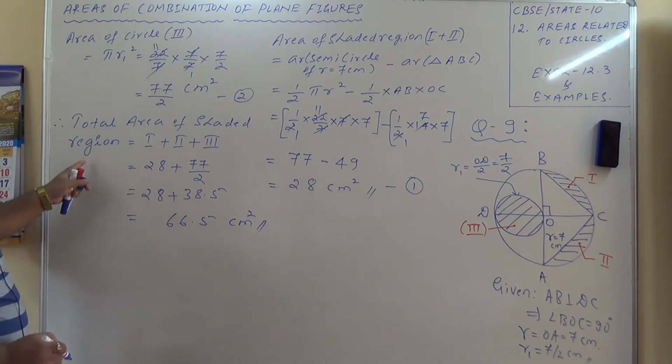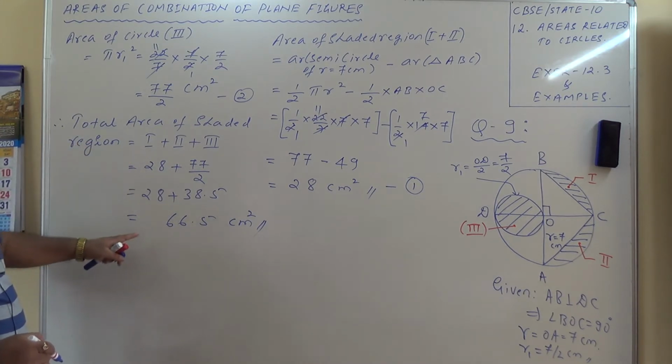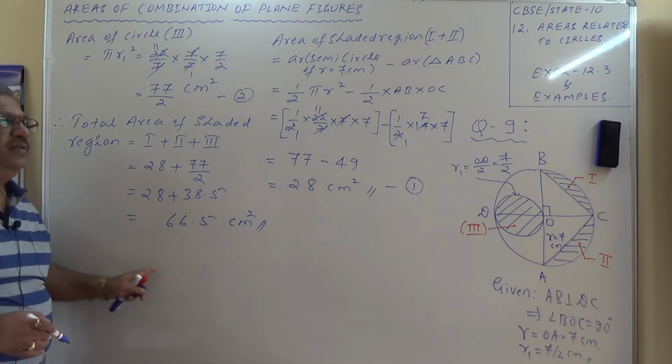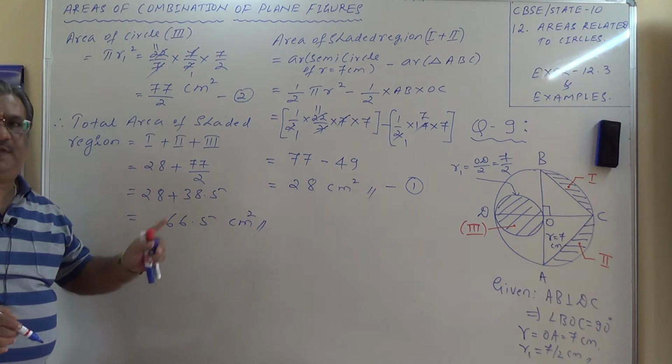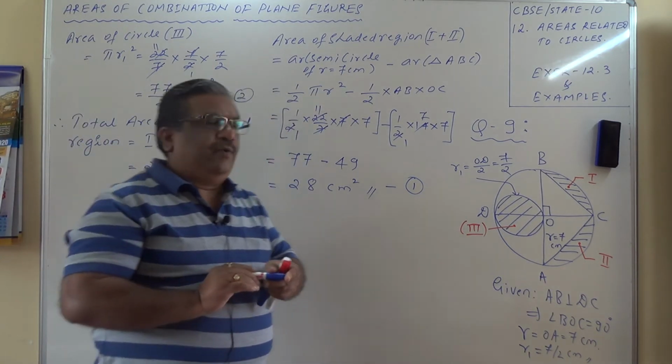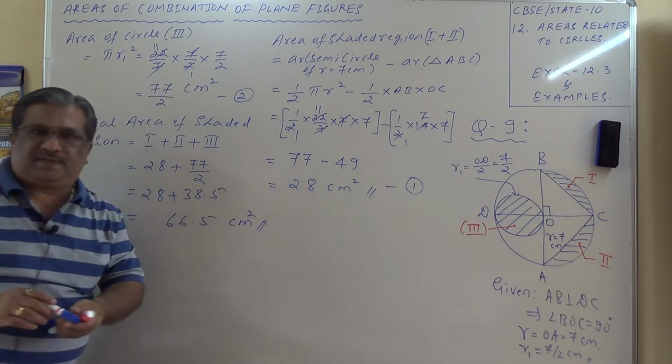So the total area of the shaded region is 1 plus 2 plus 3, which is 66.5 square centimeter. And finally once again you have to write, therefore the required area of the shaded region is equal to 66.5 square centimeter. I hope you understand this one. So make a note of this.